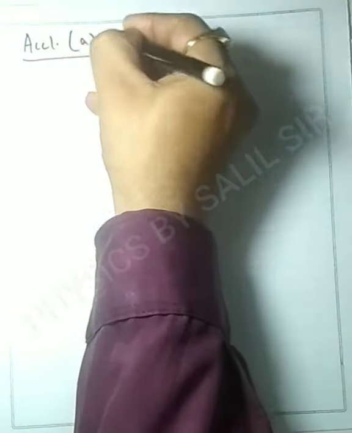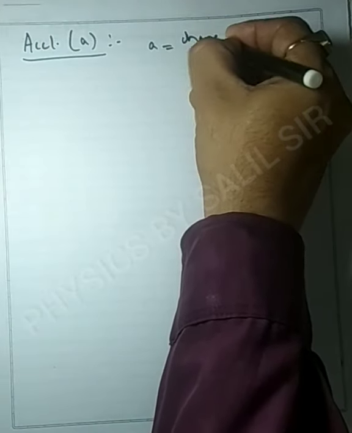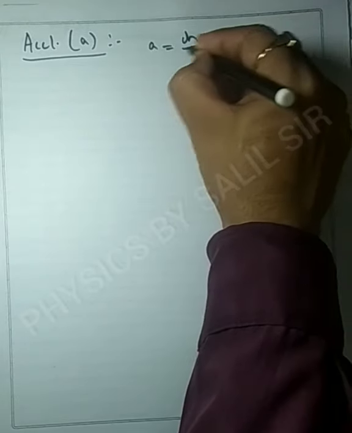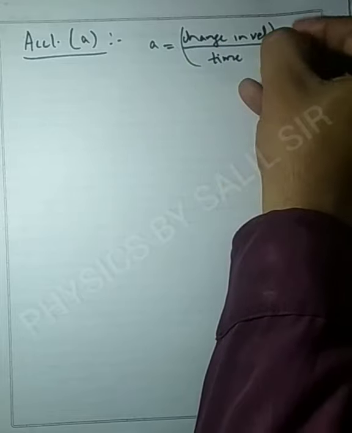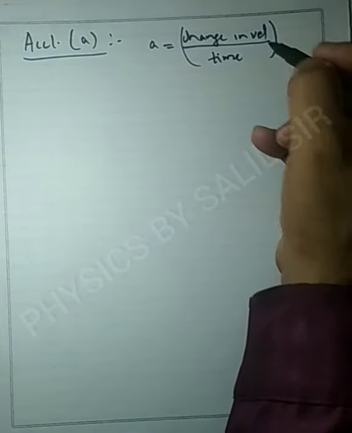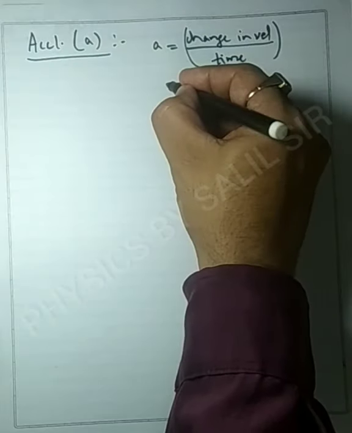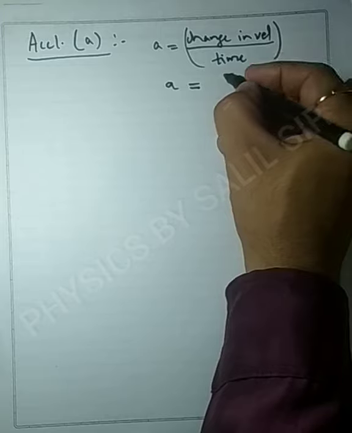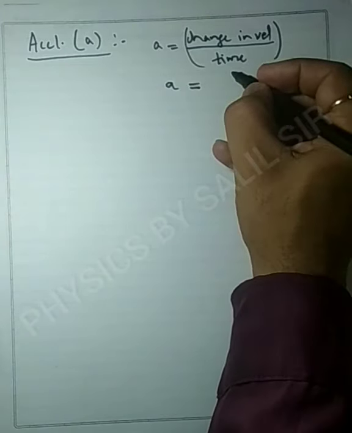Acceleration is represented by a small a, and it is the rate of change of velocity, or we can say that acceleration is equal to change in velocity upon time. In other words, acceleration is the ratio between the change in velocity and time. What will be the change in velocity if we represent the initial velocity by u and final velocity by v?